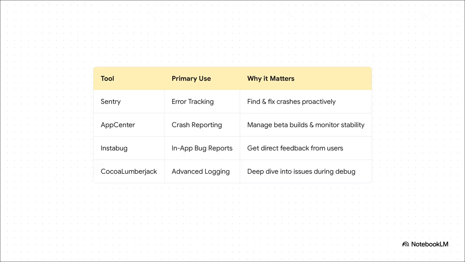And Instabug is just brilliant. It lets users literally shake their phone to report a bug, and it even includes a screenshot. It's probably the best way to get direct, actionable feedback from the people who matter most.